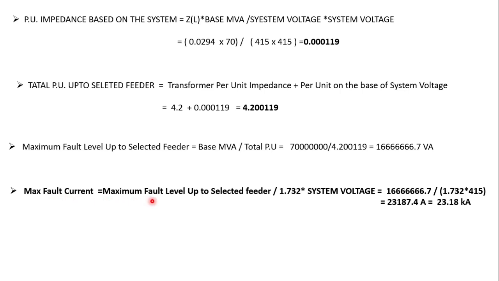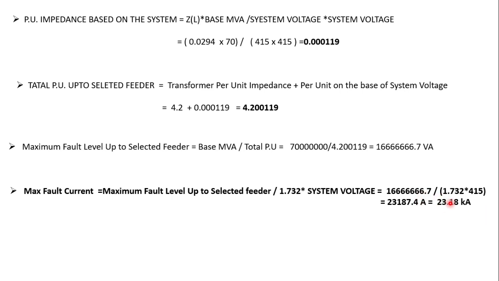Now finally we come to the maximum fault current. This is the maximum fault level up to the selected feeder divided by 1.732 into system voltage. So this is the value we have calculated, this is 1.732, and the system voltage is 415 volts. If you calculate it, this will become 23,187 amperes, which is 23.18 kA. So finally we have calculated the maximum fault current at that point, which is 23.18 kA. So now this is the value.